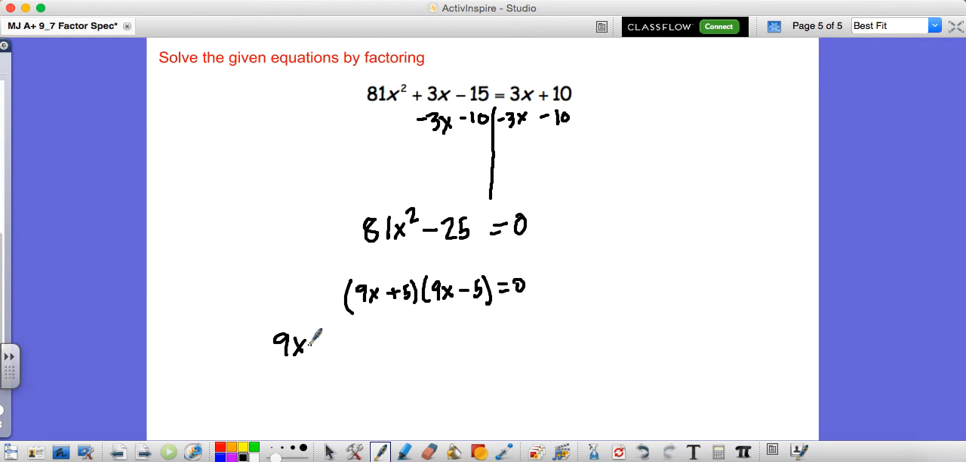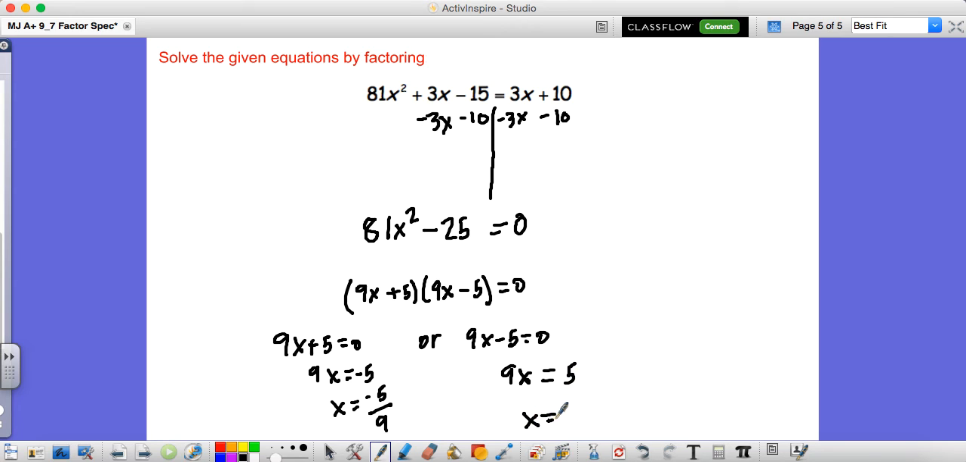We're going to have 9x plus 5 equals 0, or 9x minus 5 equals 0, and we'll solve each of these for x. So we have 9x equals negative 5, so x is negative 5 ninths, or we'll have the opposite, 9x equals 5, so x equals 5 ninths. So we get two solutions for this equation. Once again, if you're ever concerned, I don't know if I did this right, this fraction doesn't look very nice, just plug it back in. Plug it into your equation, see if you get something that checks out.